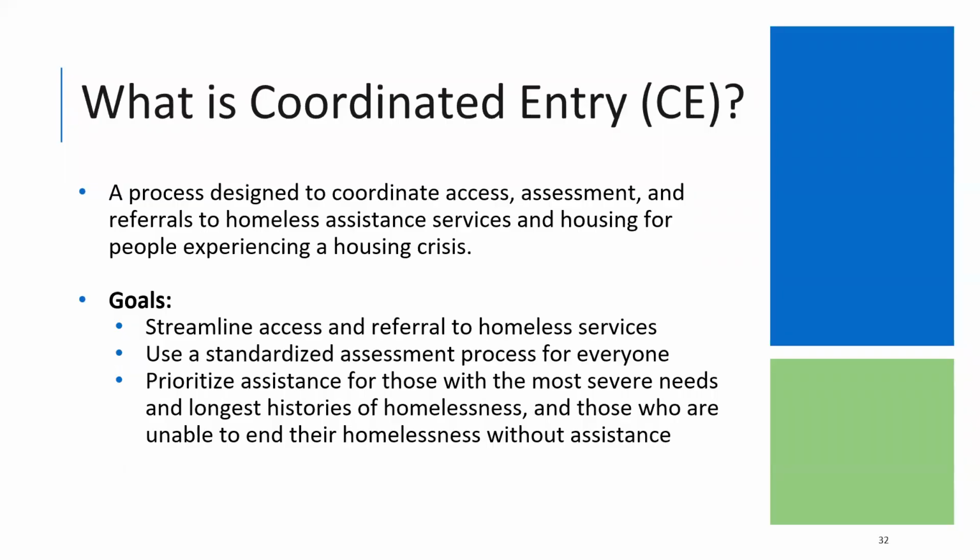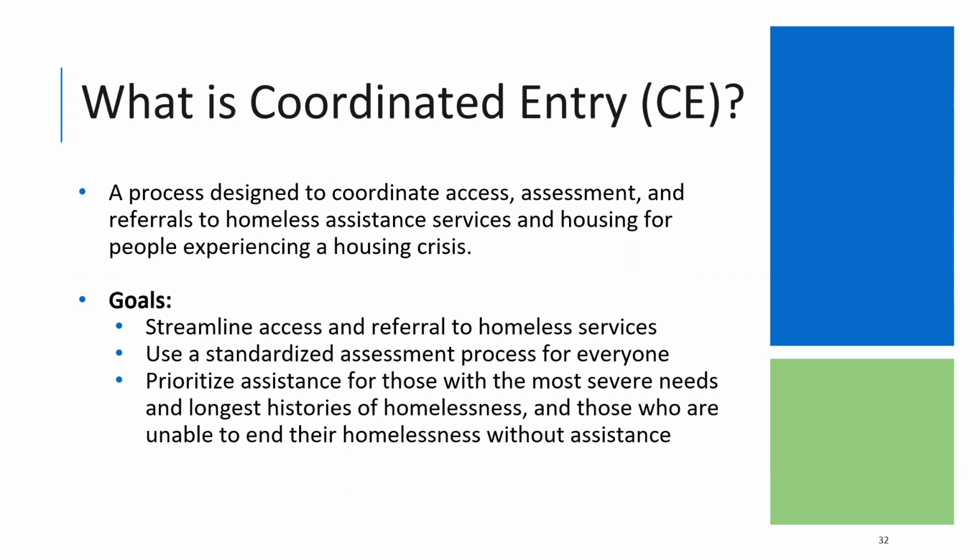So you may have heard the term coordinated entry, sometimes known as CE, sometimes known as CES, which stands for Coordinated Entry System. Coordinated entry is a process designed to coordinate access, assessment, and referrals to homeless services and housing for folks who are experiencing a housing crisis. And coordinated entry's goals are to basically create an easier, more accessible, more streamlined way for folks to access homeless services and to streamline the process for referrals to homeless assistance.